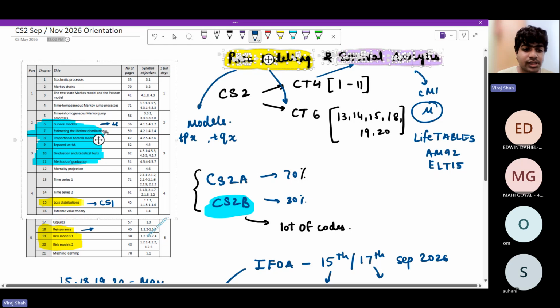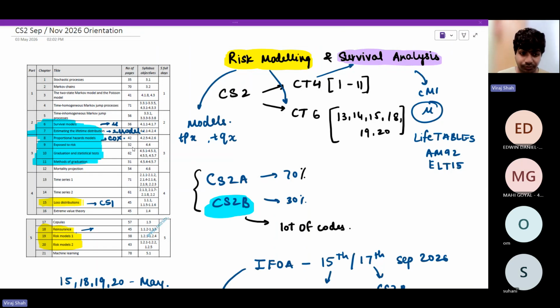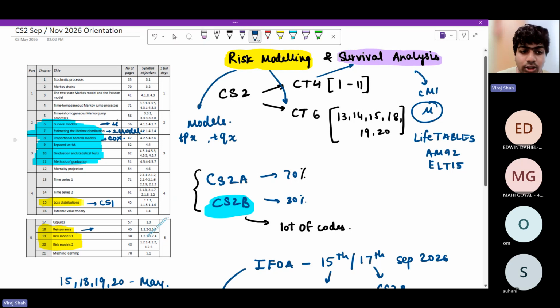In chapter number 7, we are going to basically learn two of the models again to predict your mu. And chapter number 8 is nothing but your Cox proportional hazards model. In general, 6, 7, 8 is a culmination of how you calculate your mortality. How do you predict your mortality? How do you calculate your mu? So this is what 6, 7, 8 is all about.